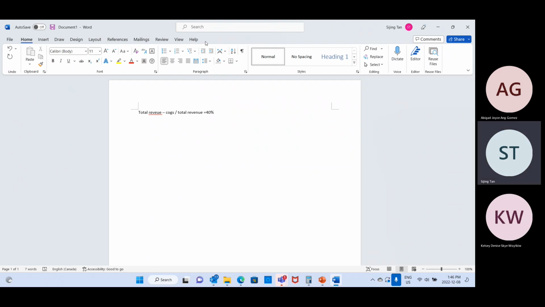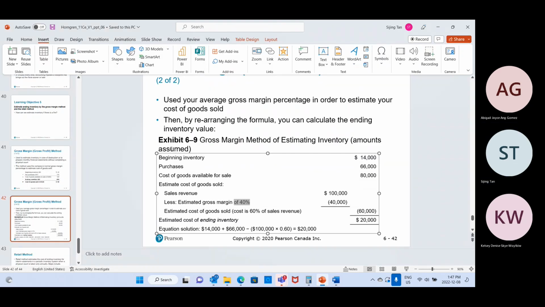So this is what the 40% is coming from. We have the total revenue, we have cost of goods sold, and we deduct and divide by total revenue. That is 40%. What's that 60%? 60% is cost of goods sold, right? So we estimated 60% of the sales revenue.